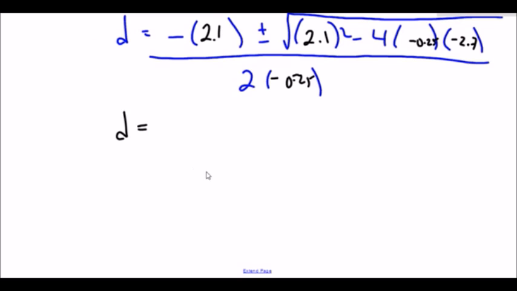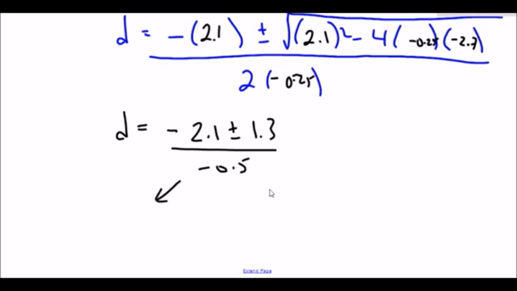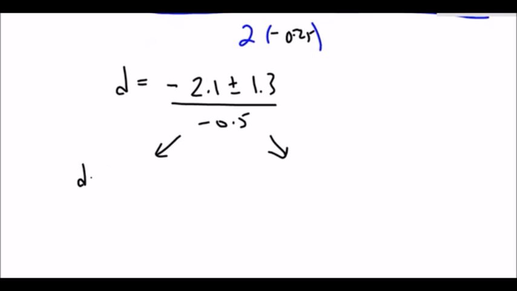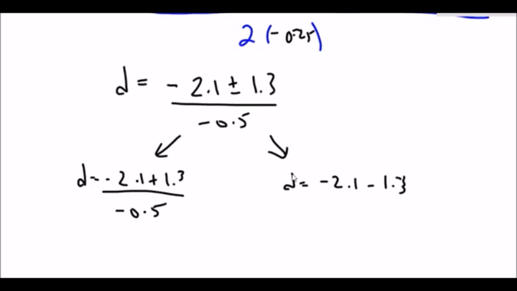I end up with negative 2.1 plus or minus 1.3 divided by negative 0.5, and then splitting that into the two different roots, I should get d equals negative 2.1 plus 1.3 divided by negative 0.5, and d equals negative 2.1 minus 1.3 divided by negative 0.5. So calculating, here I get 1.6, and here I get 6.8. So again, what does that mean?